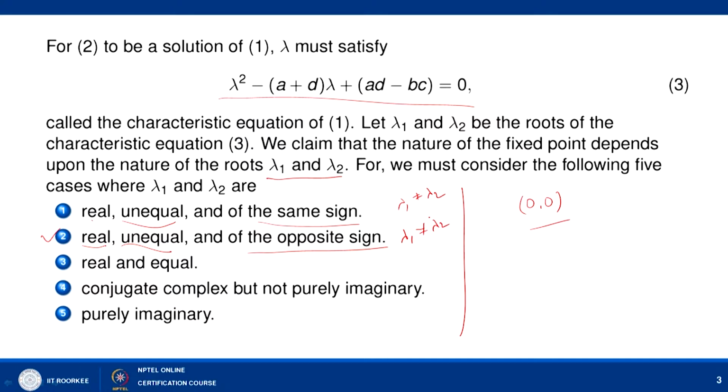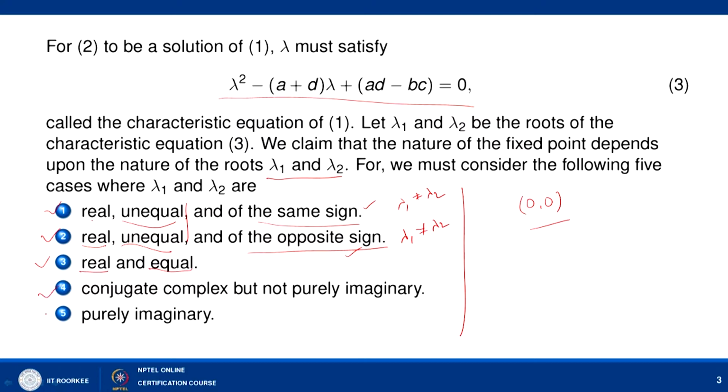So, this is case 1 and 2. Here lambda 1 is not equal to lambda 2. One is that they have the same sign, and the other case is they have the opposite sign. Now, the third case is that they are real and equal. So the first two cases correspond to unequal roots and the third case corresponds to equal roots. So, in cases 1, 2, 3, lambda 1 and lambda 2 are both real, and they may be unequal or equal.